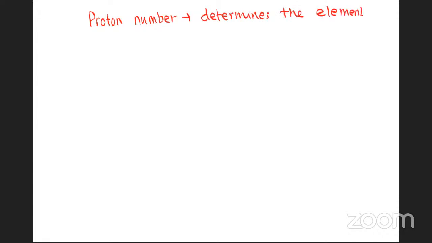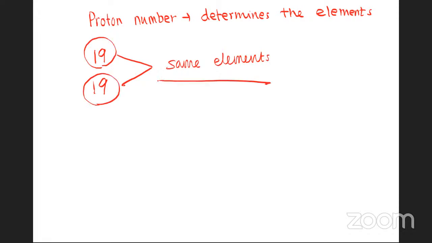So guys, for two substances to be the same element, they need to have the same proton number, okay? So remember that the proton number determines the element. So if two substances have the same proton number, so let's say substance A has proton number 19 and substance B also has proton number 19, it means that they two are the same element, okay? So substances with the same proton numbers are basically the same elements. That's the first thing that you have to keep in mind.